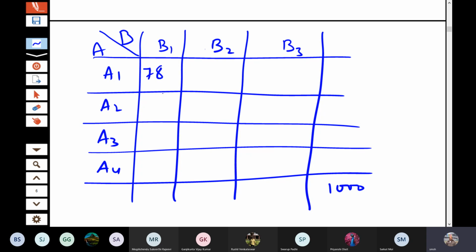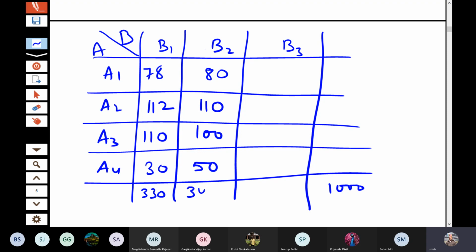So this is 78, this is 112, 110, and 30. So that the column total is actually 330. This is 80, this is 110, this is 100, this is 50, this is 340, this is 85, 105, 95, 45. So this is 330. We can write the totals on this side also.